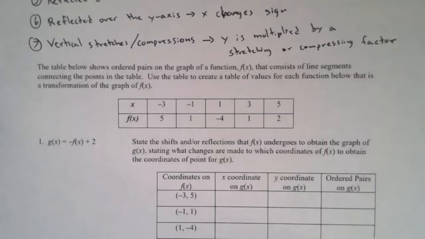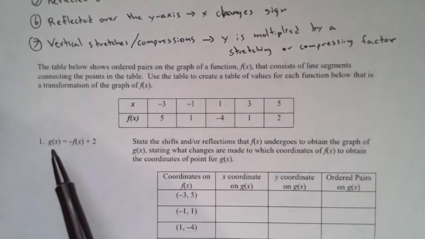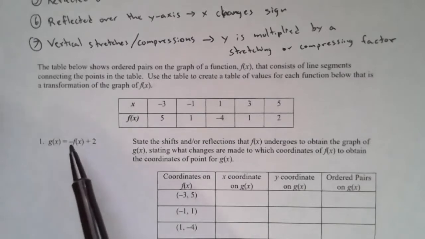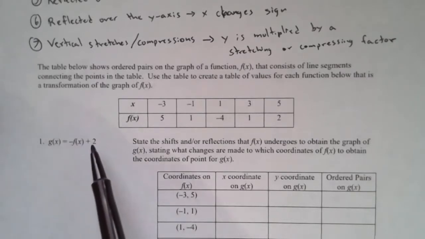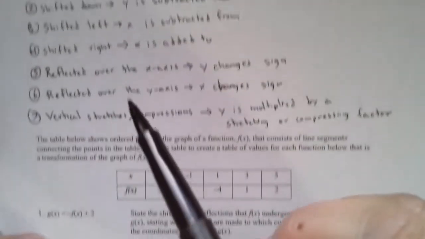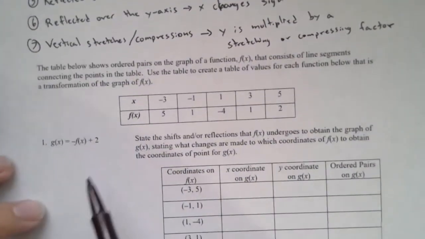Okay, for this first one, it says the table below shows ordered pairs on the graph of a function f of x that consists of line segments connecting the points in the table. Use the table below to create a table of values for each function below that is a transformation of the graph of f of x. Okay, and here's the transformation: g of x is equal to negative f of x plus 2.